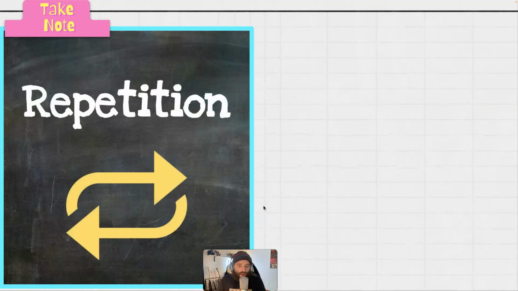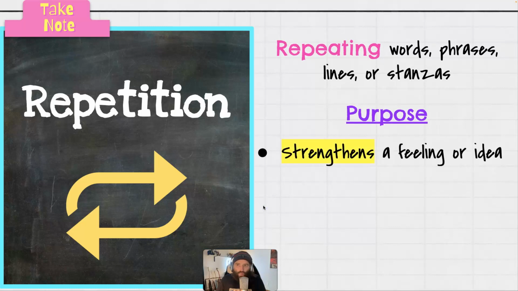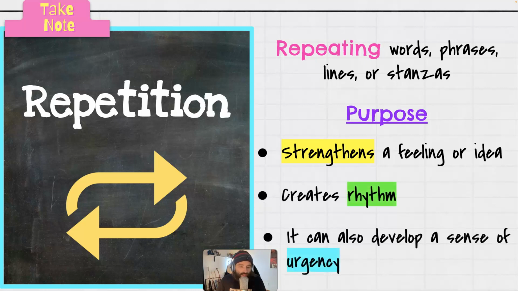Moving forward from that, repetition. We've been already kind of exposed to repetition with alliteration. So repetition is repeating words, phrases, lines, or stanzas. And in the case of alliteration, it's repeating sounds. So when it comes to repetition, it can be any of these things. If you see it repeated more than one time, you know that it is repetition.